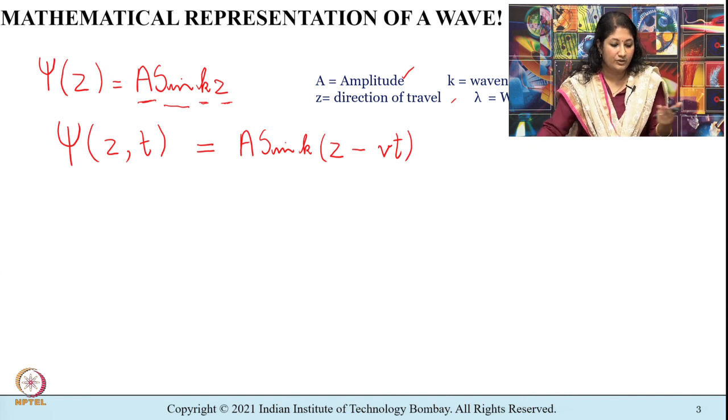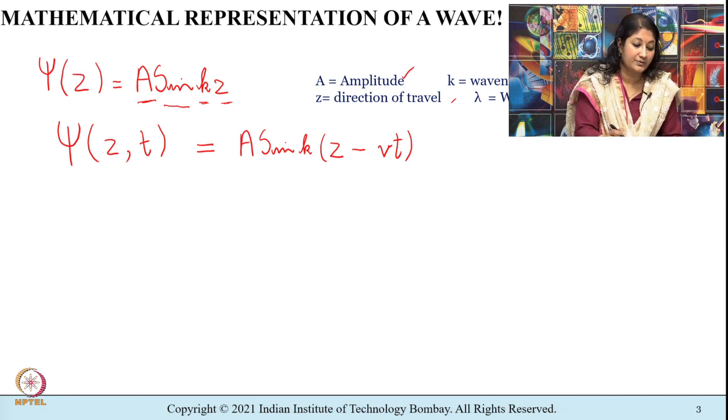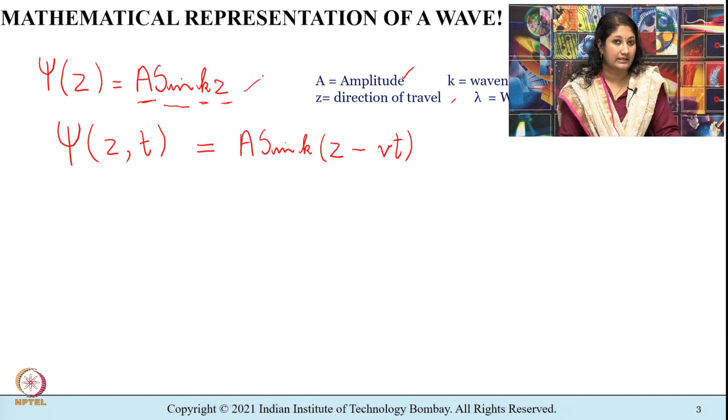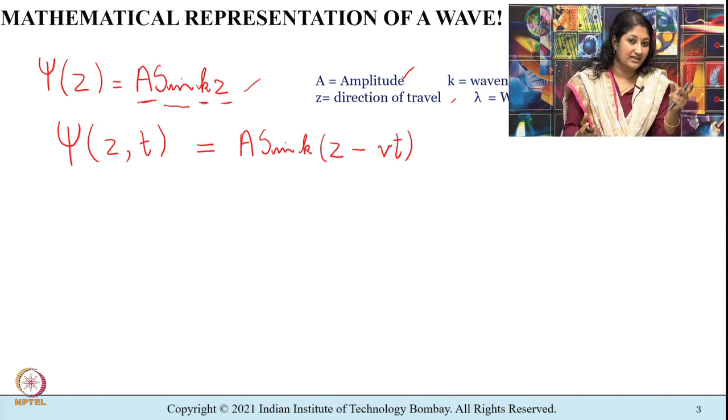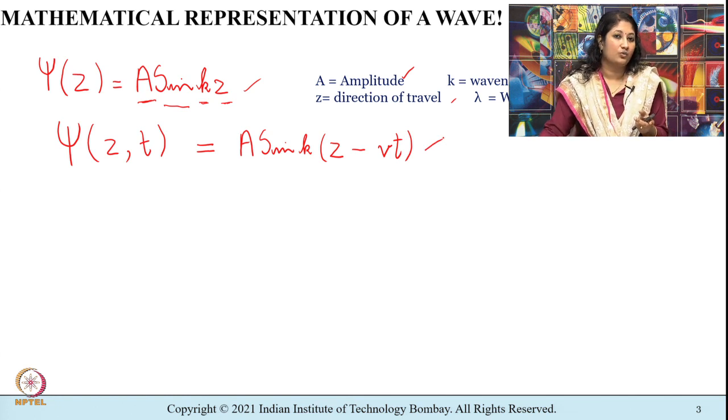Okay? So, what did we do? We tried to represent a wave, the profile of a simple wave function. At first, we tried to represent it using a sine curve. And then we understood that, of course, the wave is a function of distance, that is z, as well as time t, and I need to write an equivalent equation that considers the effect of time as well. Okay. So, let us move further.